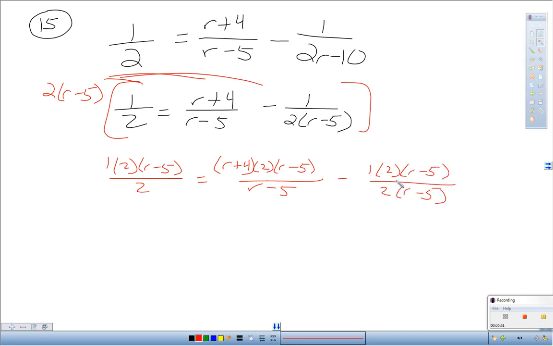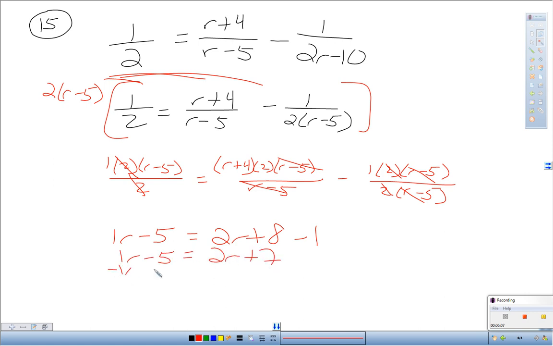Alright, and then I'm going to see what ones cross out. The 2's cross out here, which leaves me 1r minus 5. The r minus 5's cross out there, which leaves me 2r plus 8. And then here, everything crosses out except for minus 1. So that leaves me 1r minus 5 equals 2r plus 7. I'm going to subtract 1r from both sides, and that'll leave me negative 5 equals r plus 7, and then subtract 7. That gives me negative 12 is equal to r.